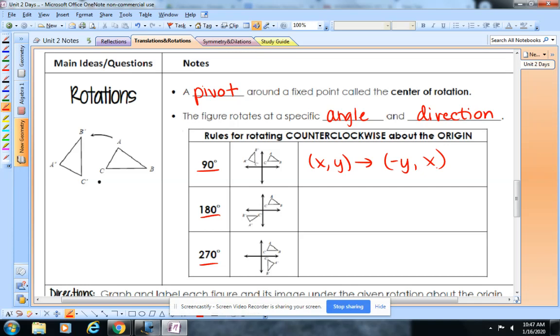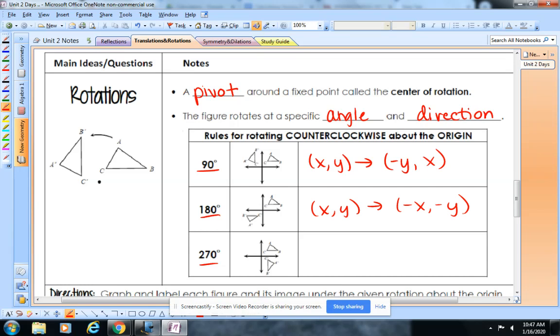Okay? I'm probably going to write this on the board in a minute so I can keep it where I can see it. All right? A 180-degree rotation is simple. You take your coordinate and you change both signs. That's it. Okay? So y'all know if I have a negative here, if it's already negative, you make it positive.